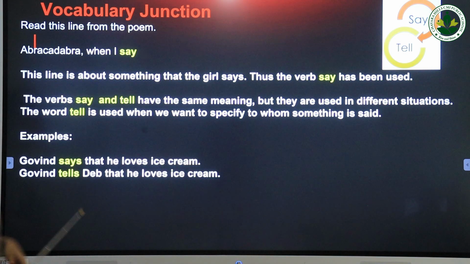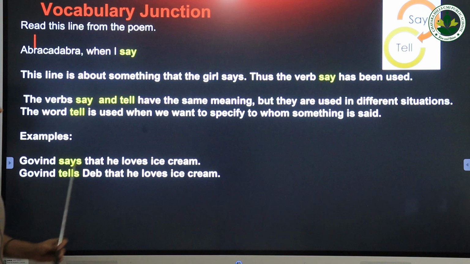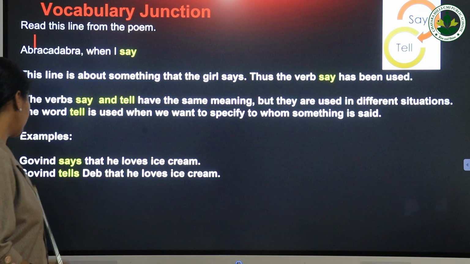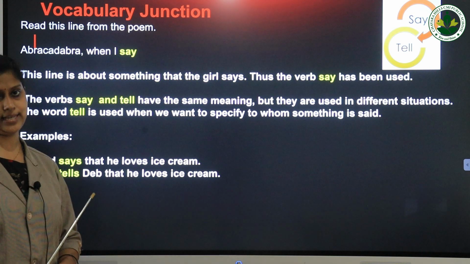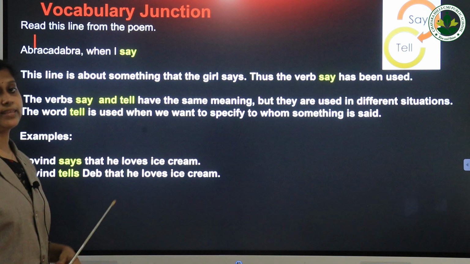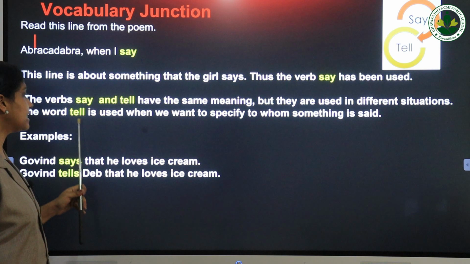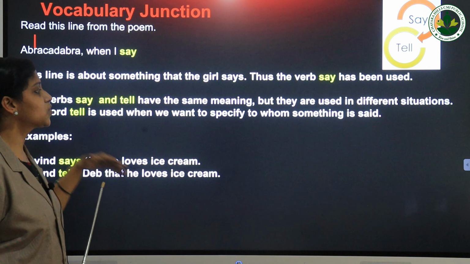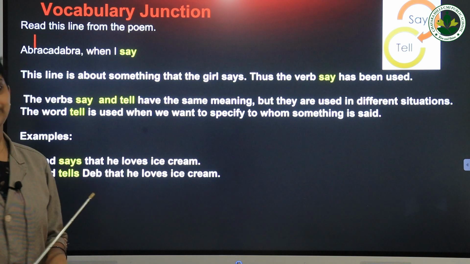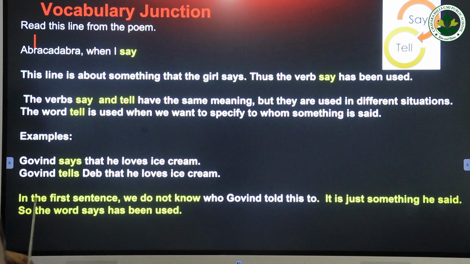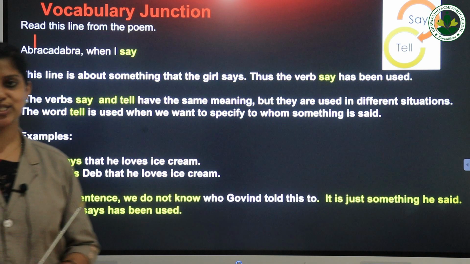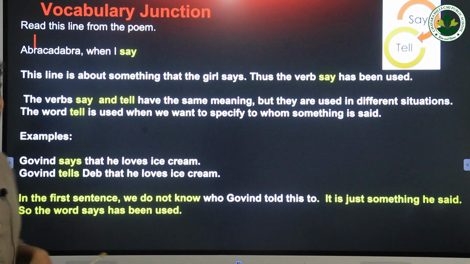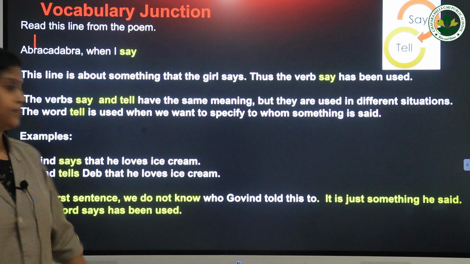Now let's check some examples. First one, Govind says that he loves ice cream. Next one, Govind tells Deb that he loves ice cream. Here the verb tell is used when we want to specify to whom something is said. In the first sentence, we do not know who Govind told this to. It is just something he said. So the word says has been used here.